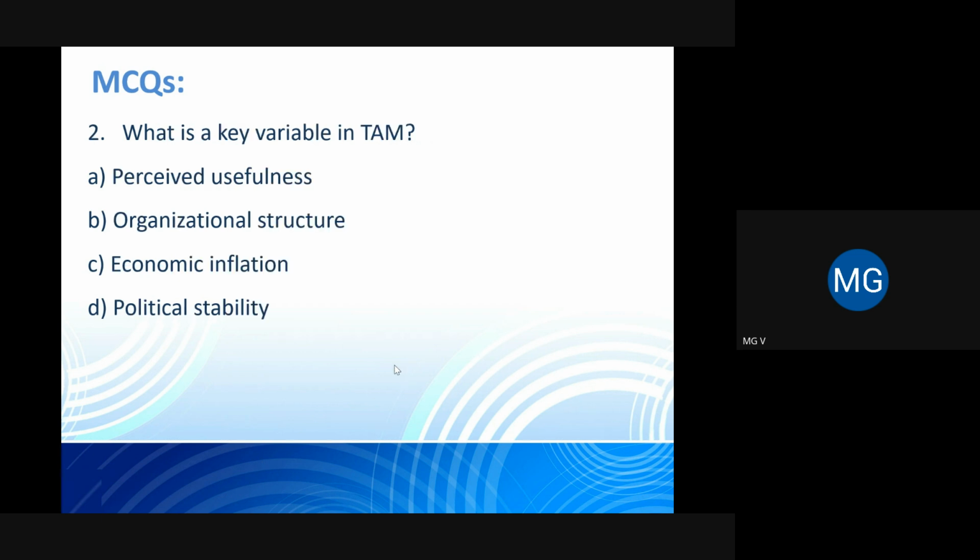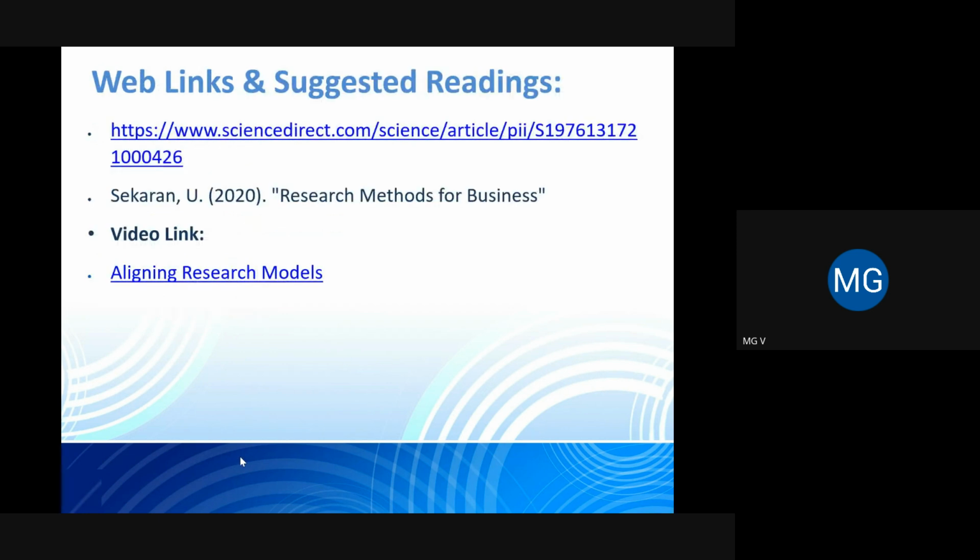What is a key variable in TAM? Perceived usefulness, organizational structure, economic inflation, or practical stability? Perceived usefulness. Very right. It is perceived usefulness. So some web links and the paper, right?